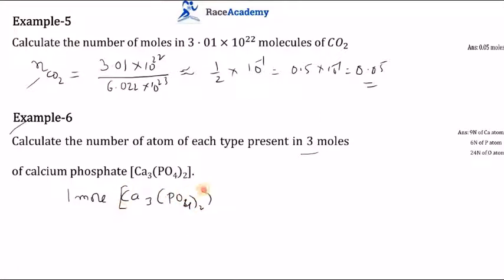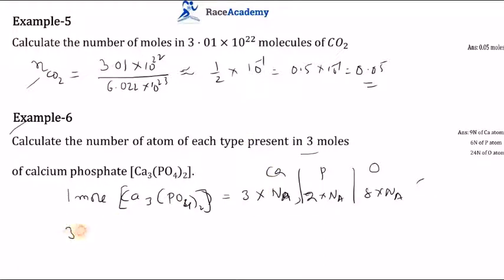Suppose you observe this 1 mole of calcium phosphate, in this we have 3 into Avogadro number of calcium atoms. And another thing is phosphorus, which is 2 in the formula. So 2 into Avogadro number of phosphorus atoms are present in this. Oxygen number is 8. So 8 into Avogadro number of oxygen atoms are present in 1 mole of calcium phosphate.